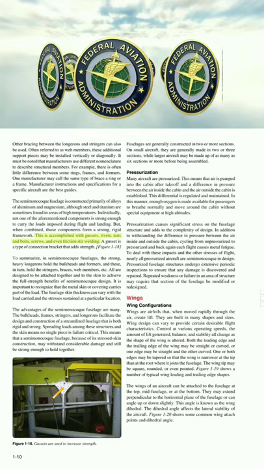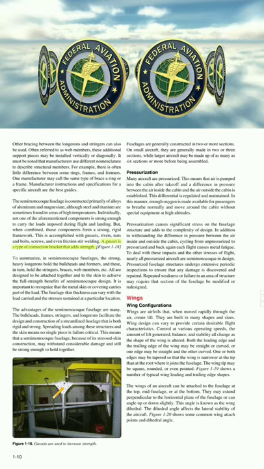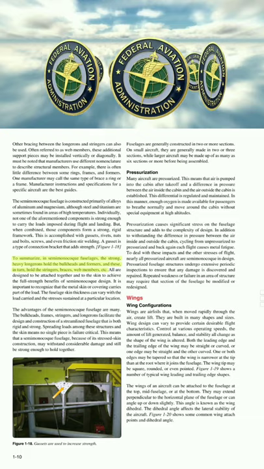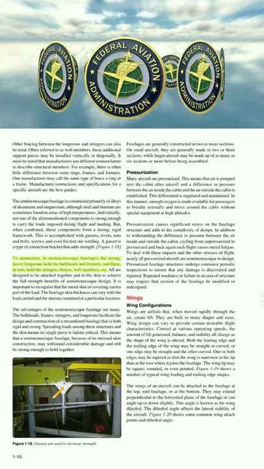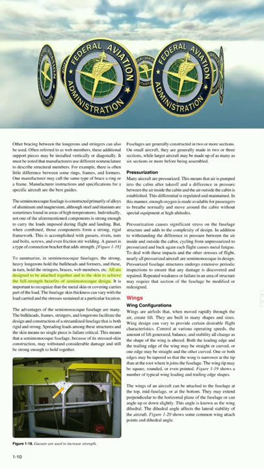A gusset is a type of connection bracket that adds strength. Figure 118. To summarize, in semi-monocoque fuselages, the strong, heavy longerons hold the bulkheads and formers, and these, in turn, hold the stringers, braces, web members, etc. All are designed to be attached together and to the skin to achieve the full strength benefits of semi-monocoque design.